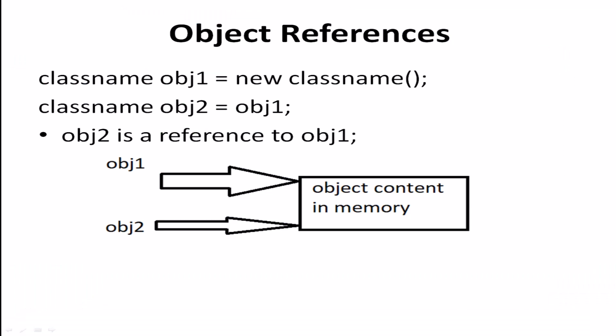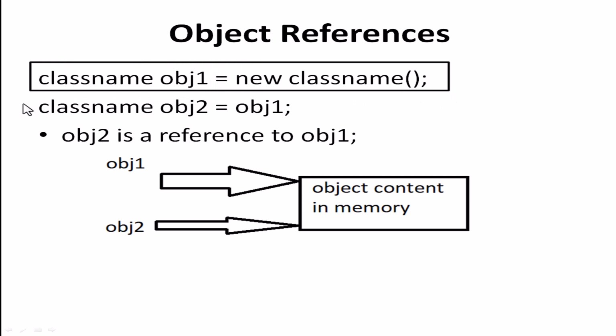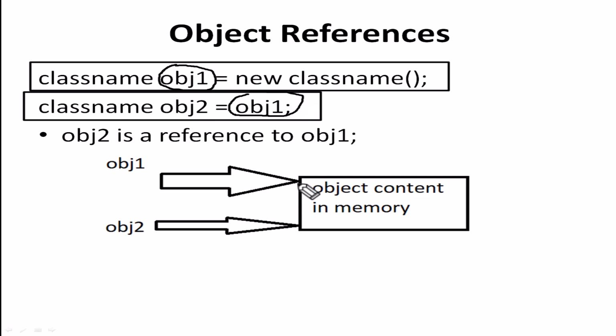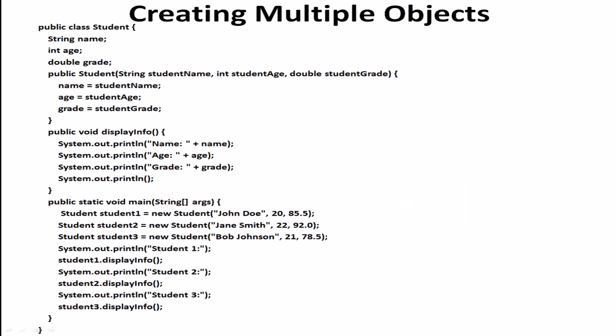Here you can create multiple objects. For example, class object1 equal to new class name. Similarly, you can declare class object2 equal to new class name. You can also reference object1. For example, here object1 is created, and object2 is going to reference object1. So object1 and object2 are using the same memory location. Because of that reason you can create object references like this.